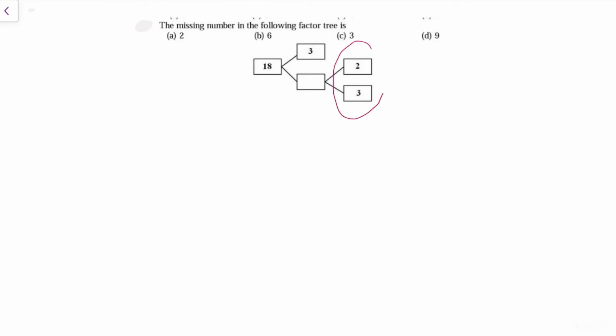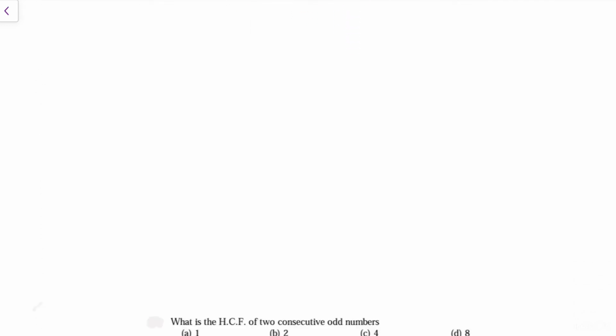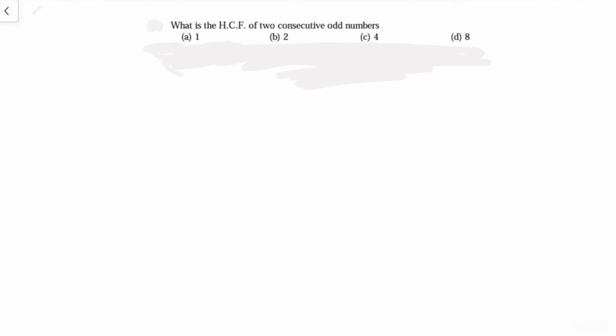Here 2 and 3 are the branches, so simply multiply those two branches. 2 3s are 6, so the missing number is 6. Very easy question. If we get these kinds of questions in the exams, it would be very good. Next question. What is the HCF of two consecutive odd numbers?